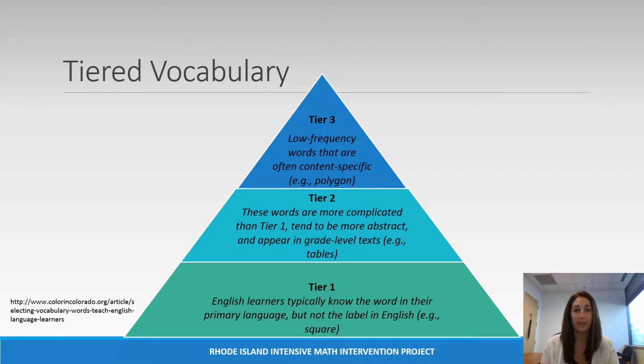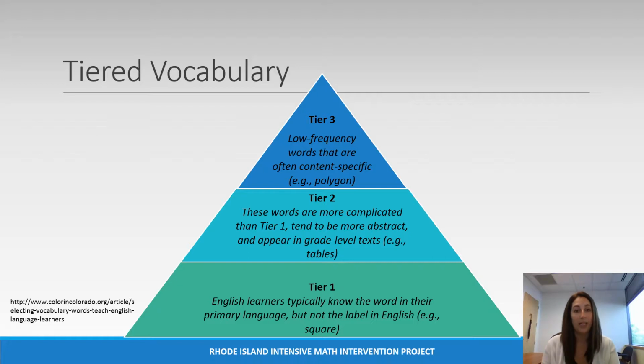Students' knowledge of words determine their ability to comprehend the text. This is especially true for our struggling learners. The selection of vocabulary terms to teach students can be grouped into 3 tiers. Tier 1 words are particularly important for our ELs, as English proficient students are likely to be familiar with these terms. With Tier 1 words, ELs are likely to know the term in their primary language, but not know the label in English. Tier 2 words are important for all of our students to know.